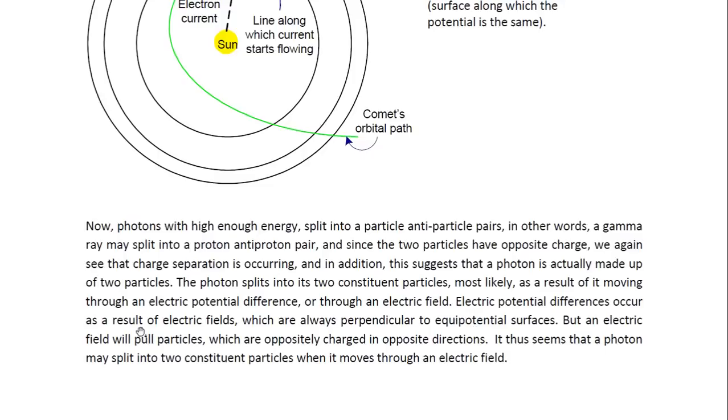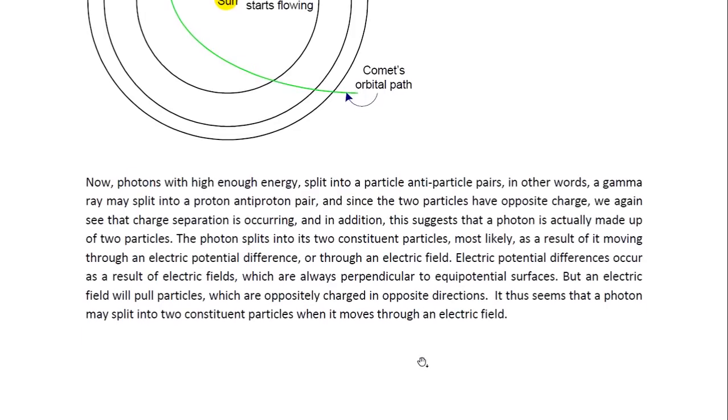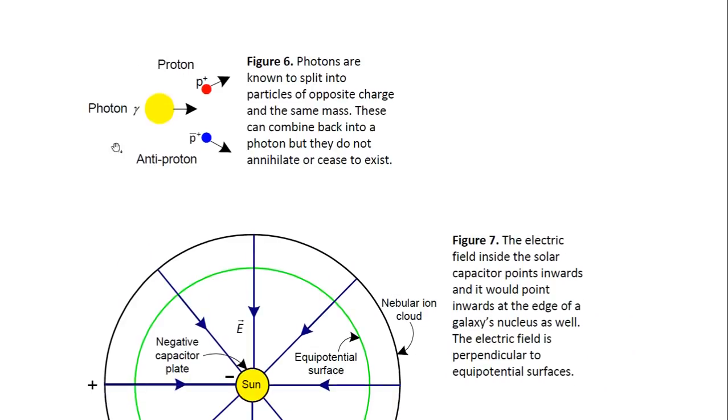Electric potential differences occur as a result of electric fields, which are always perpendicular to the equipotential surfaces. But an electric field will pull particles which are oppositely charged in opposite directions. It thus seems that a photon may split into two constituent particles when it moves through an electric field. So this is what happens with a photon. A gamma ray is known to split into a proton and antiproton pair, and these are oppositely charged particles.